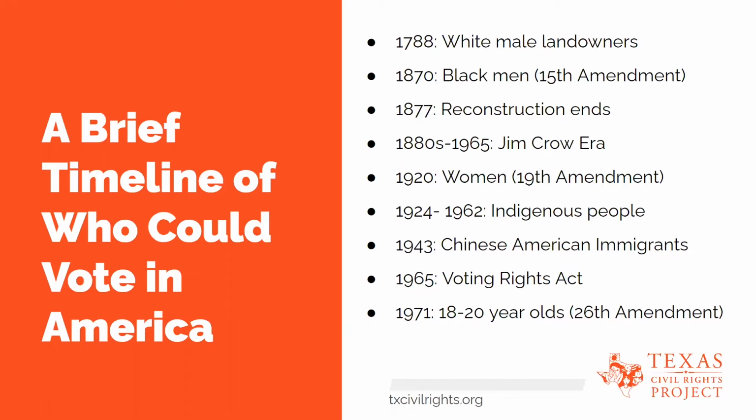And then in 1965, the Voting Rights Act was passed, which coupled with the Civil Rights Act of the previous year, marked at least officially the end of the Jim Crow era. And then we have to jump all the way to 1971 for 18 to 20 year olds to win the right to vote with the passage and ratification of the 26th Amendment.